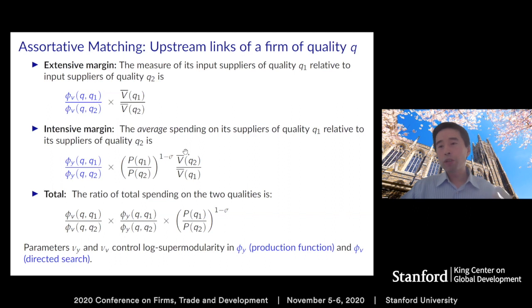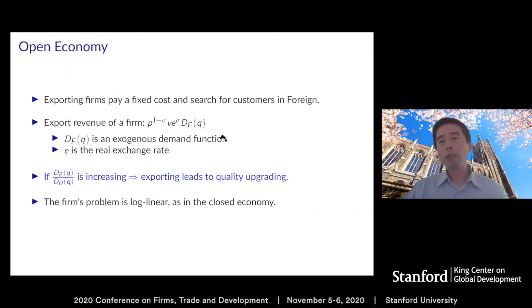Now we're going to put everything together and think about how to take that to the data. The final building block: I just showed you the closed economy, and it's really easy to extend to the open economy. We don't have enough time, but think of it as just a demand shifter coming from the export market that is quality biased, such that exporting leads to quality upgrading. Then we can quantify the rest of the parameters and think about the model identification.